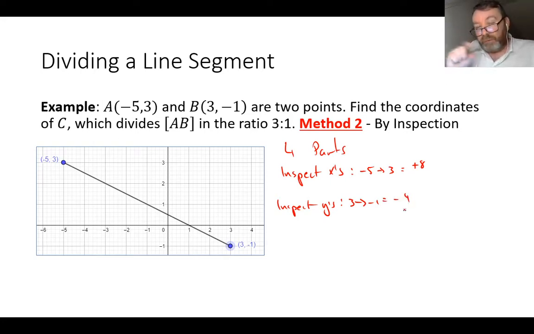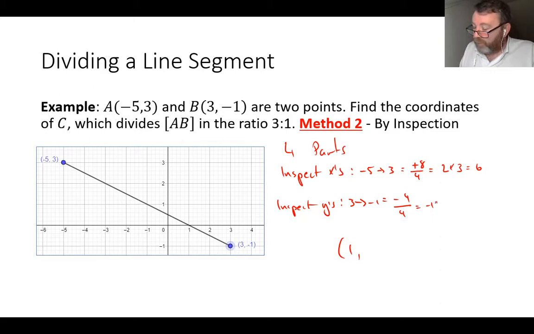Now, the increase or the decrease in the x and y has to then be divided by the total number of parts. So, +8 gets divided by 4, which gives you 2, and -4 gets divided by 4, which gives you -1. And the last thing we do then is we take those numbers and multiply them by each part of the ratio. 3 times 2 is 6, okay? Which means now I go from -5 up 6 units to the point of division. -5 plus 6 brings me up to 1. All right, so the first part of my point is going to be 1.